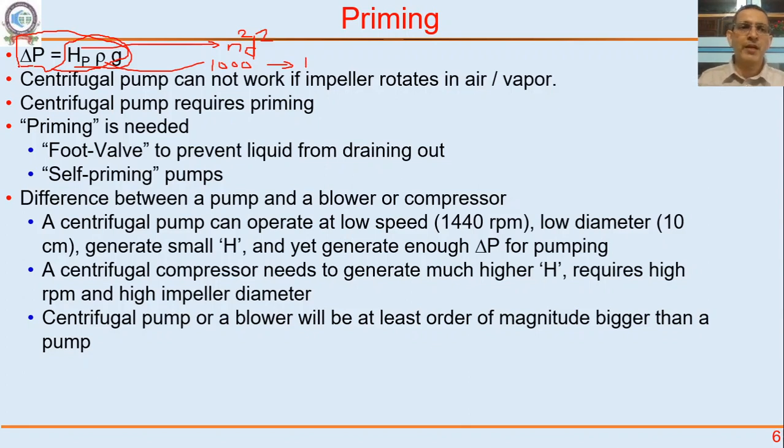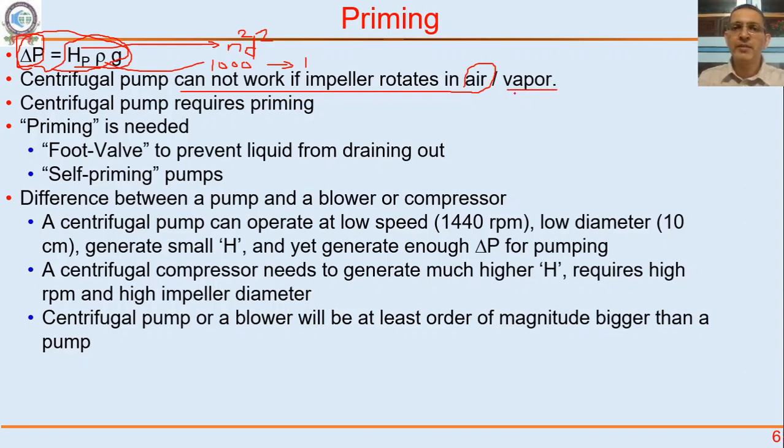So the pressure developed by the impeller, if it's a pump and if air goes in that pump, drops by a factor of 1000. So if the increase in pressure was from 1 to 4, 3 atmospheres, it drops to 0.003 atmosphere. Now air cannot be transported by 0.003 atmosphere through that pipeline. Therefore, the centrifugal pump will not work if the impeller rotates in air or vapor.